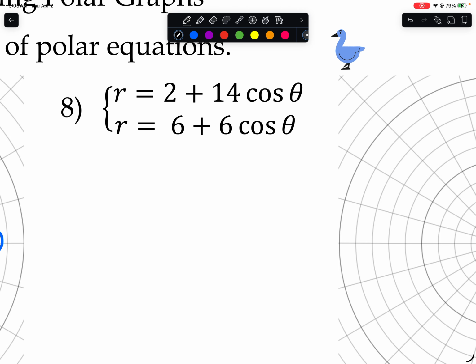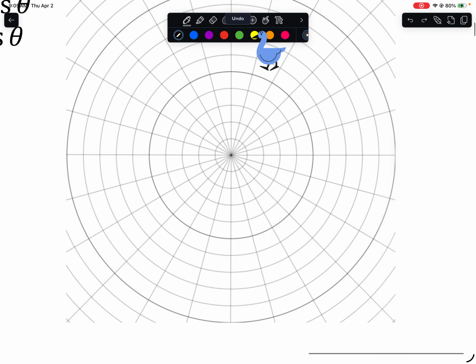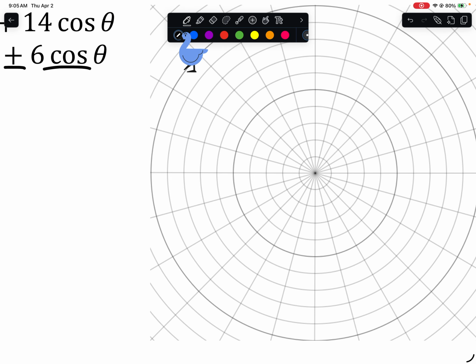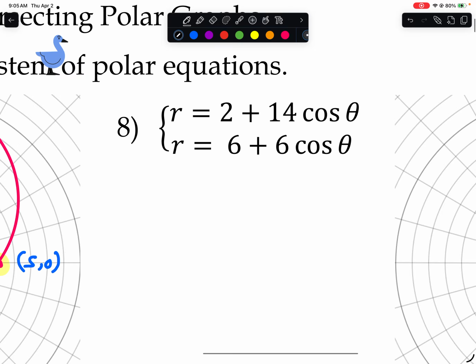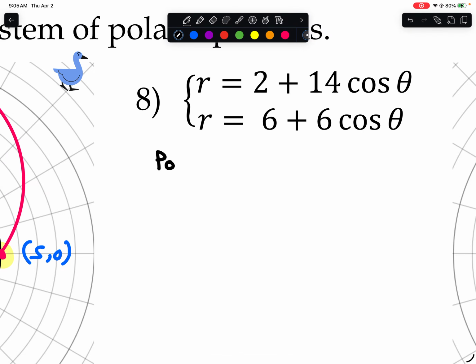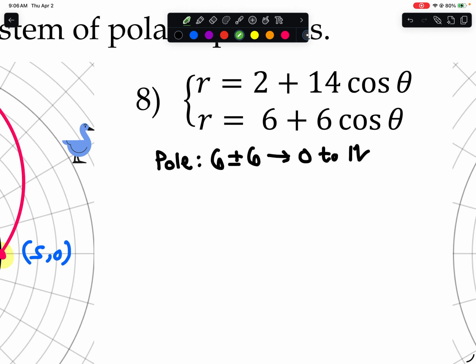So I'm actually going to start with the cardioid. Cardioids to me are much easier. So it's going to open right since we have a positive cosine. So that tells me we're going to have y-intercepts at 6 and negative 6. And then if I check the pole for the cardioid, I'm going to do my d value plus and minus my a value. So that'd be 6 plus or minus 6, which means that's going to go from 0 to 12. So 0 is included in that value, which means the pole is going to be a point of intersection.